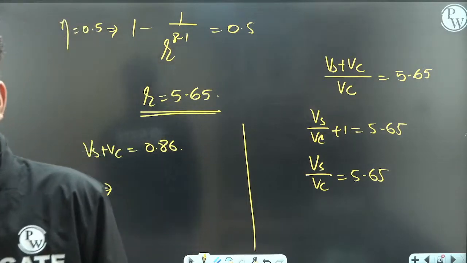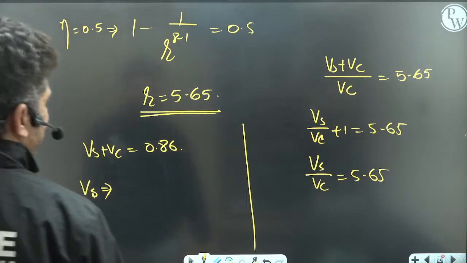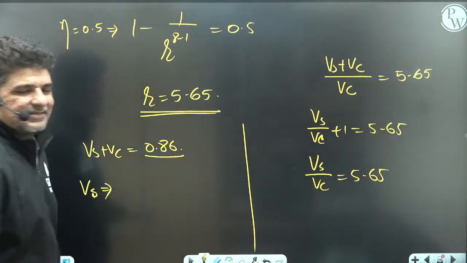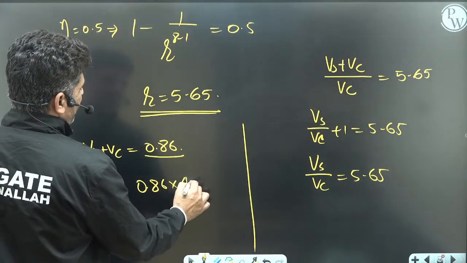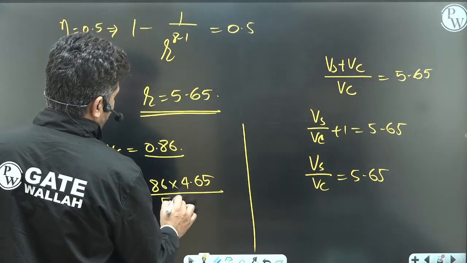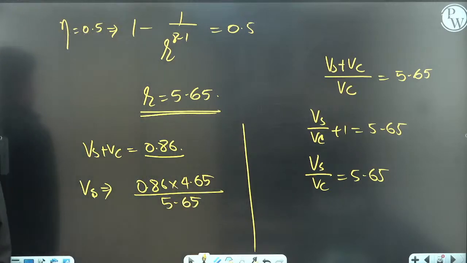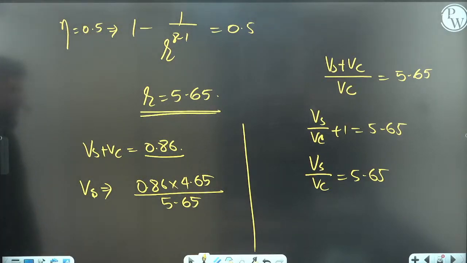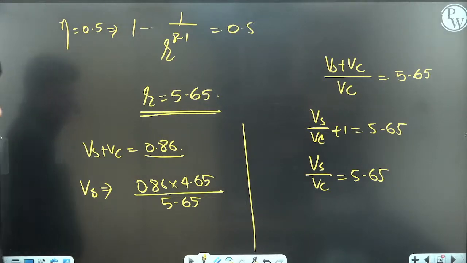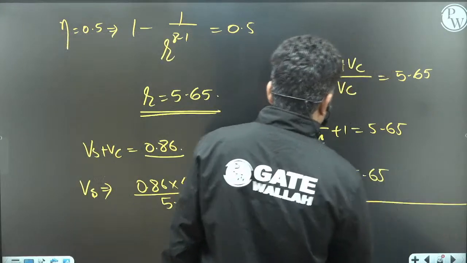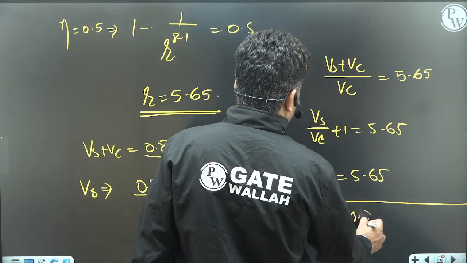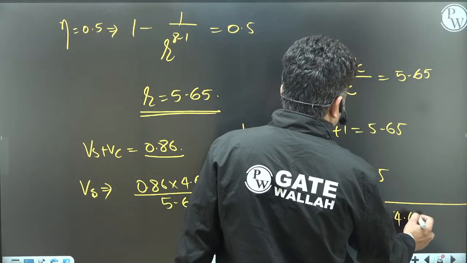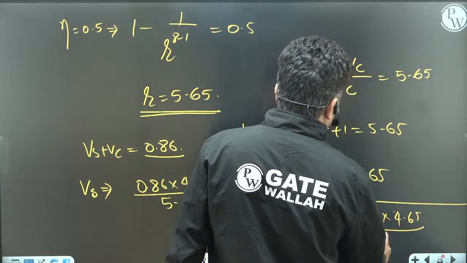How much will you get for Vs? It will be 0.86 multiplied by 4.65 divided by 5.65. Understood? I hope this is what you will get. So you get Vs from here, and now when you multiply this Vs with your mean effective pressure, you get W, that is 1000 multiplied by 0.86 multiplied by 4.65 divided by 5.65.